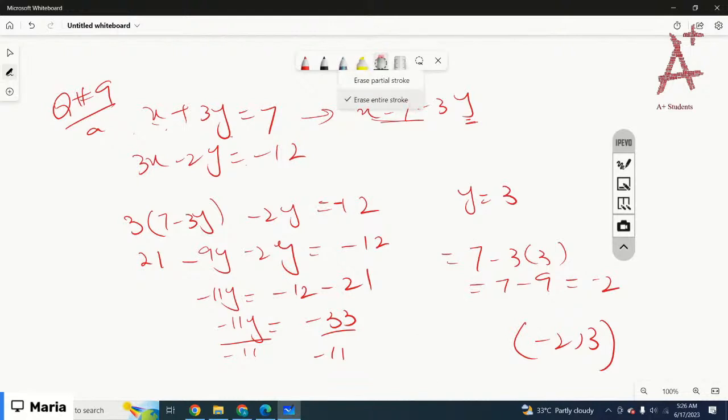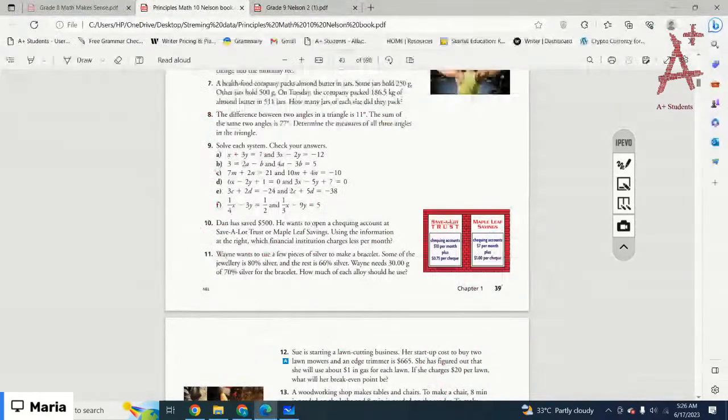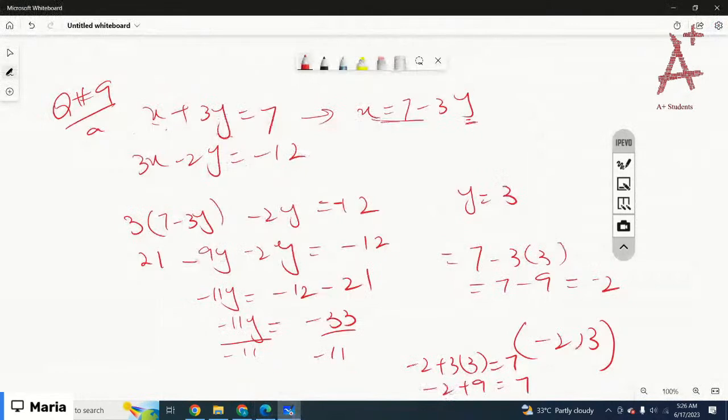In equation number 1, I'm going to put the values. X is negative 2 plus 3 times 3 equals 7. Negative 2 plus 9 equals 7. So 9 minus 2 is 7. Yes, 7 equals 7. That means that is the solution of the system. Got it? Okay.